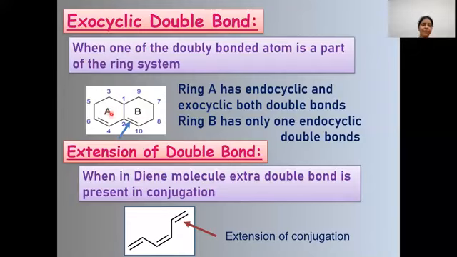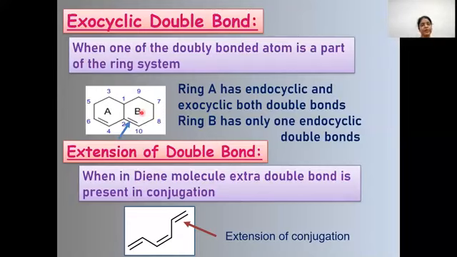So that means ring A has one endocyclic. This is endocyclic double bond, and this is exocyclic double bond, because this double bond is not the part of the ring, but this carbon is a part of the ring. That is known as exocyclic double bond. And ring B has only one endocyclic double bond.